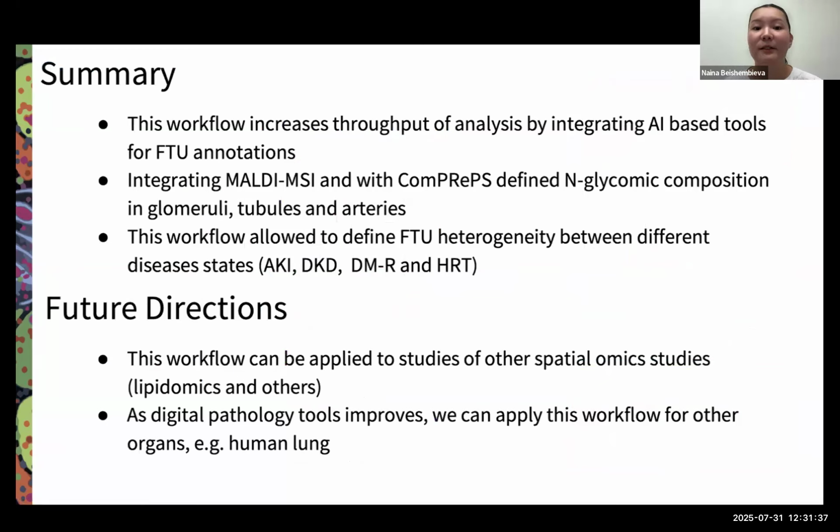In summary, this workflow increased the throughput of analysis by integrating AI-based tools for functional tissue unit annotation and integrating multi-modal mass spectrometry imaging with tools such as ComPreps. It helped us to define N-glycomic composition in glomeruli, tubules, and arteries within kidney. This workflow allowed us to also define functional tissue unit heterogeneity between different disease states. And in future, this workflow can be applied to studies of other spatial omics, such as lipidomics and others. And as digital pathology tools improve, we can also apply this workflow for other organs, such as human lung.